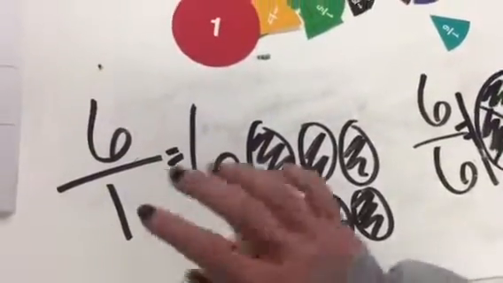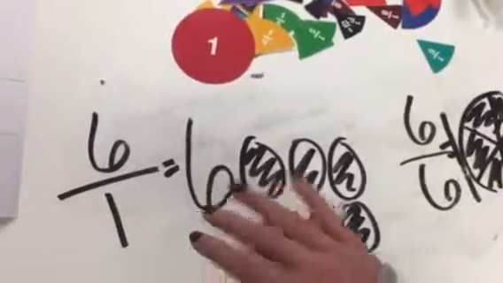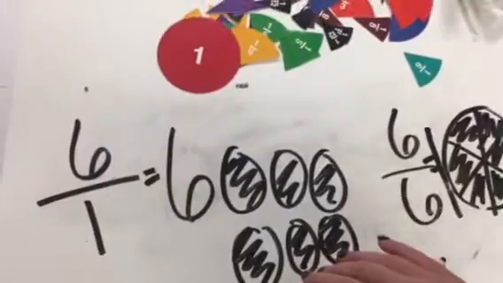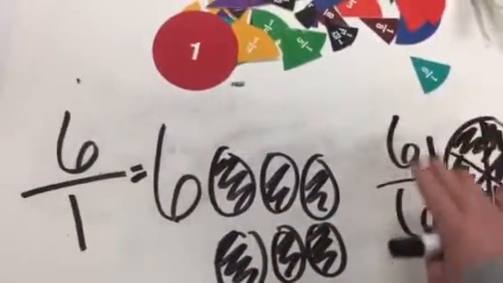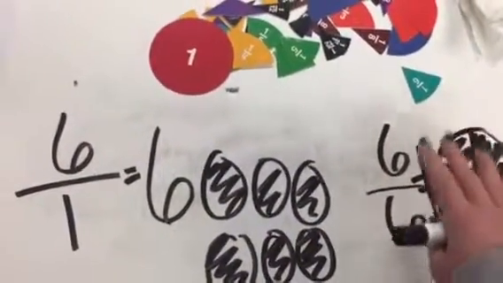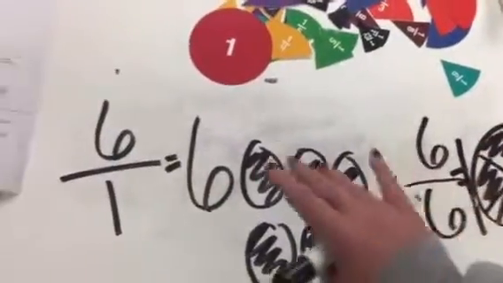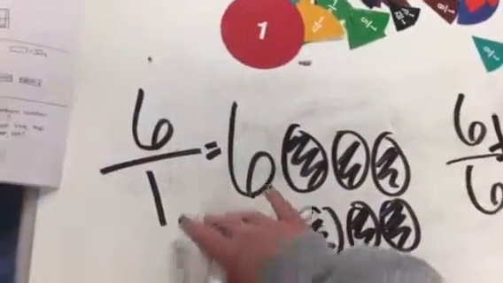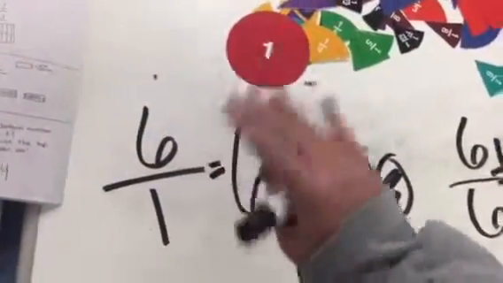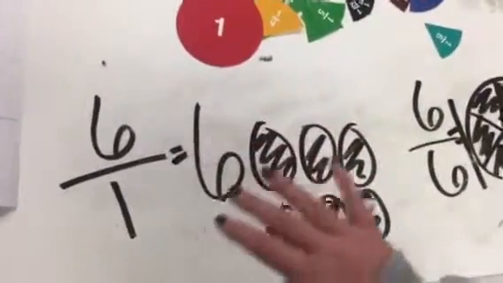All right, guys, you all did a great job. When you come into math, we're going to be practicing our whole numbers, like 6 over 6 is 1, 7 over 7 is 1, 8 over 8 is 1, and our numbers that are many wholes. 6 over 1 is 6, 8 over 1 would be 8, 9 over 1 would be 9. I'm so proud of you guys. Great job.